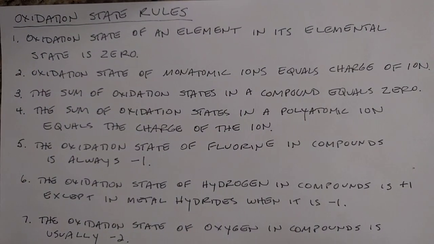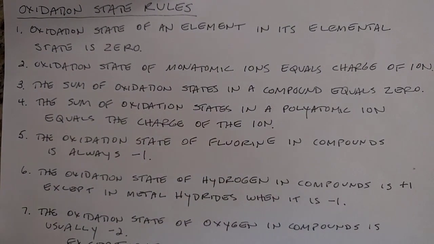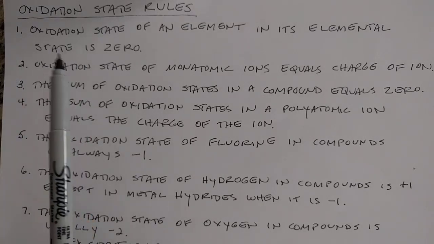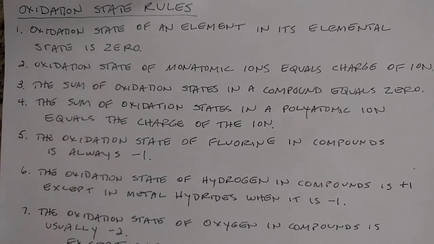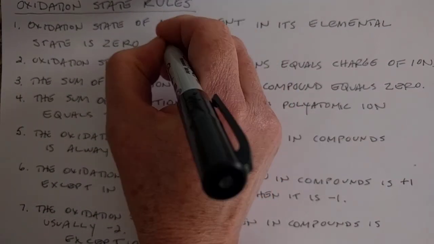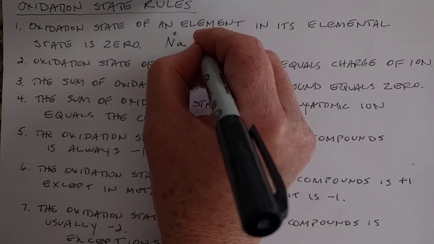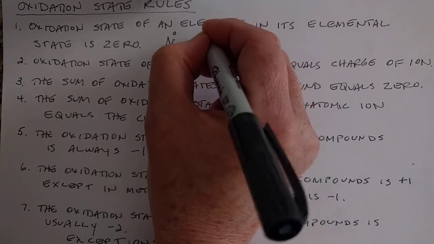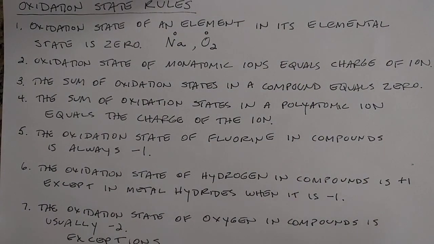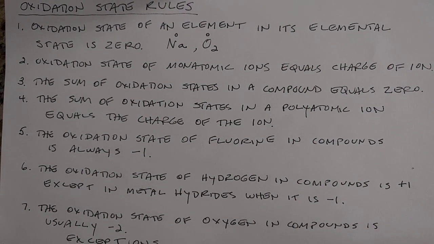But we don't always want to have to draw the Lewis structure and figure it out, especially when we have ionic compounds and polyatomic ions. So we have our oxidation state rules. Number 1, the oxidation state of an element in its elemental state is 0. So if we had some pure sodium, Na, its oxidation state would be 0. If we have some oxygen gas, that's its elemental state, it's 0. So an element that is not in a compound has an oxidation state of 0, and it is neutral.